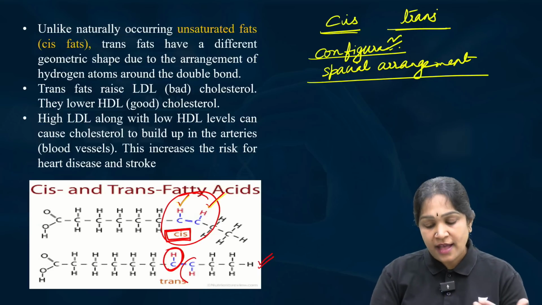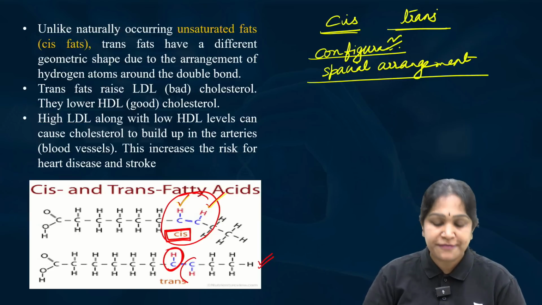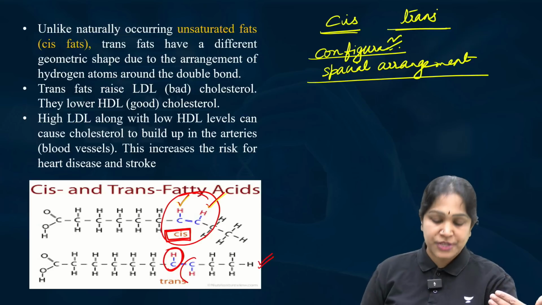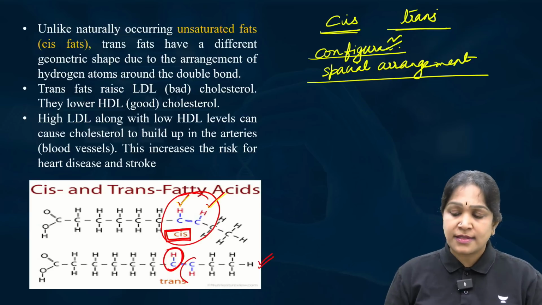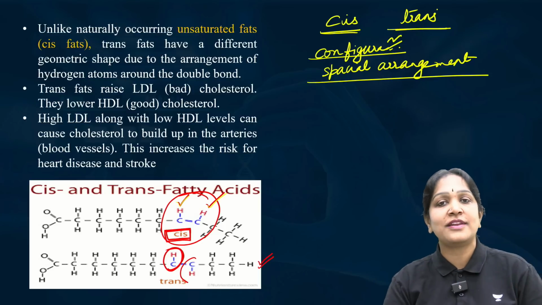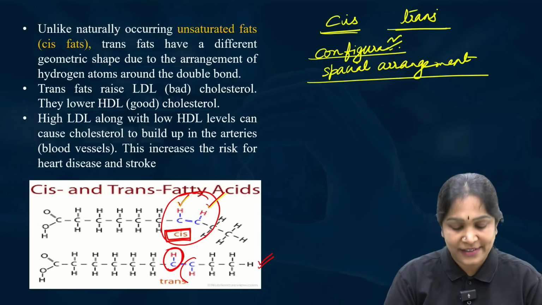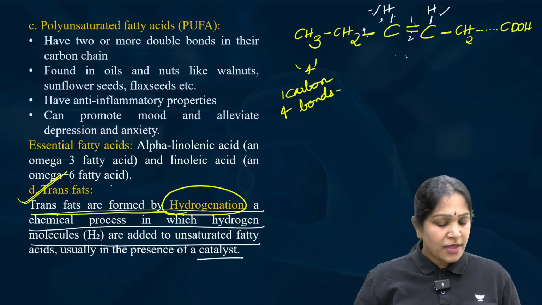If they are arranged on the same side of the carbon chain, they are called cis fats, and if they are arranged on either side of the carbon chain, they are called trans fats. The trans fats are the most unhealthy fats that we can have in our diet. Why is that? What is the problem with the trans fats?